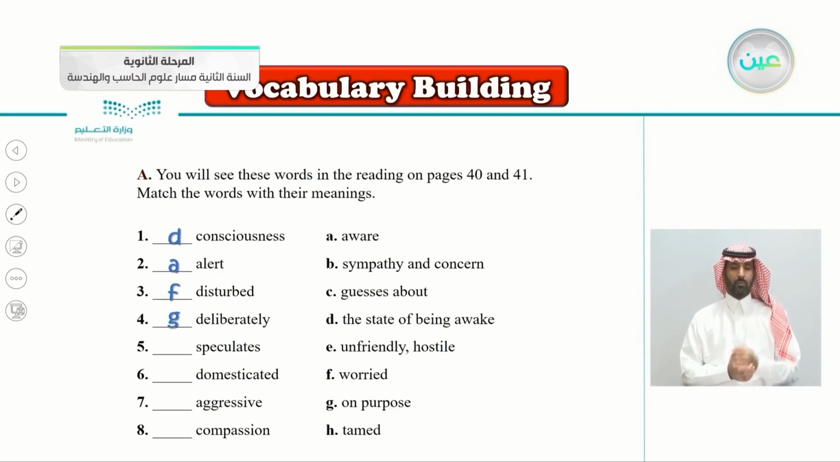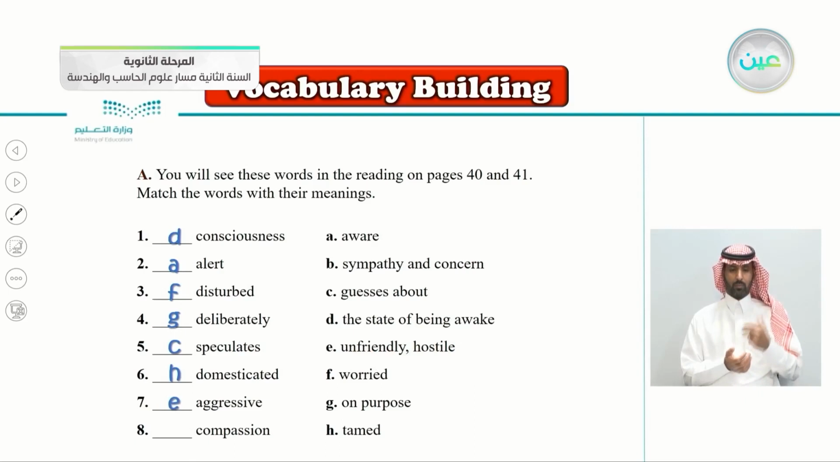Number five, speculates, goes with the letter C. Very good. To guess about something. Speculates, guesses about. Domesticated, number six, goes with the letter H: tamed. Domesticated, to be tamed. Number seven, aggressive. I think you know the meaning of this word. Aggressive goes with the letter E: unfriendly or hostile.